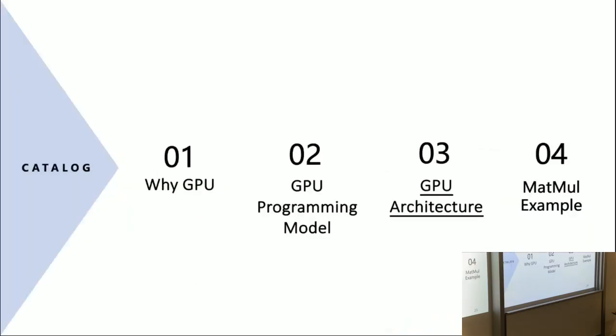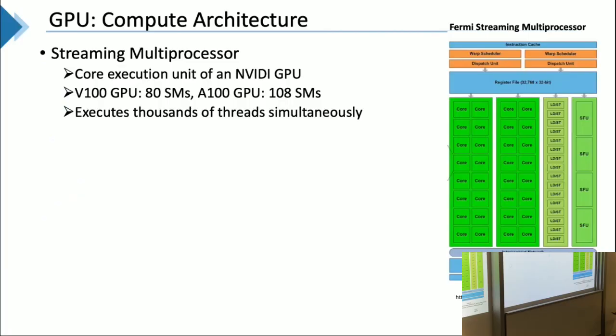So next is the GPU architecture. The right-hand side of this slide shows the GPU architecture. To make this simple, I use the early version of one streaming multiprocessor, because it doesn't have the tensor core, so this is just a very simple early version of GPU architecture. It looks very complicated, right? But don't worry about this. I will break it down part by part to help you understand.